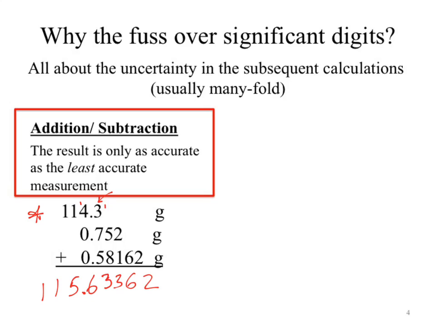115.6. Our answer is only as accurate as the least accurate measurement. So when we go through to report our final answer, we would show it as the 115.6. The rest of those numbers, we don't have enough information about to reliably prove that that is a 3362. Without that extra information, we don't know what those numbers are. We have to stick with our least accurate measurement. Yes? So our answer can only go as far as the smallest decimal. As the smallest decimal value.